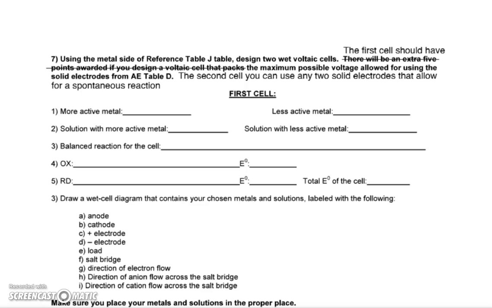All right, so this next question, you are to design two wet voltaic cells, two wet electrochemical cells. The first cell should have the maximum possible voltage allowed for using the solid electrodes.